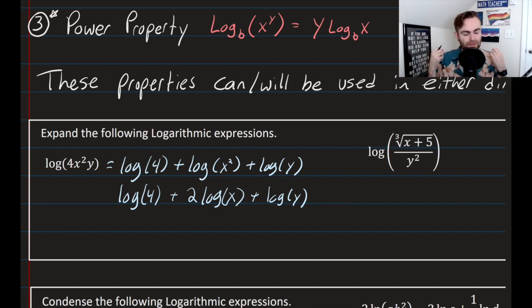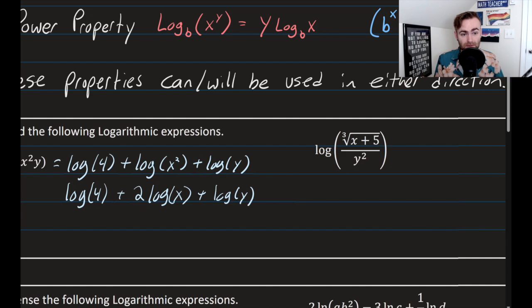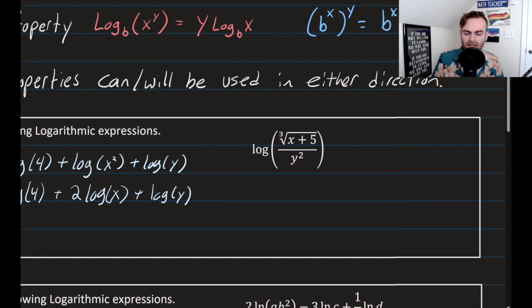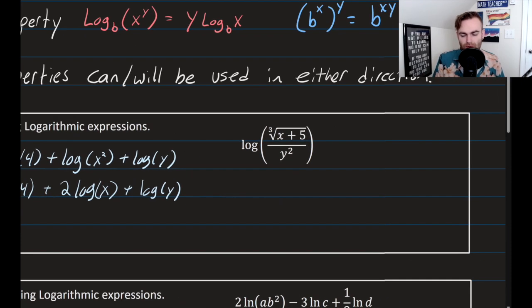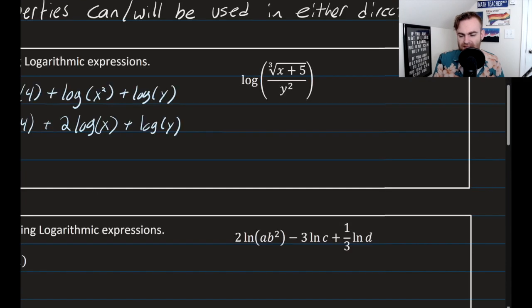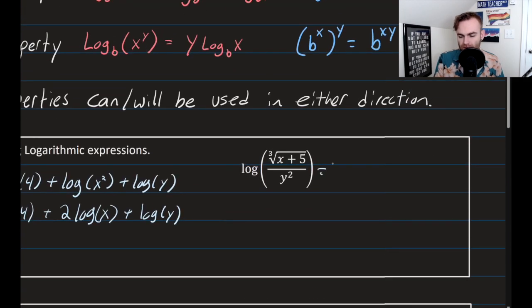I just really have gotten into the fact that logarithms have some unique properties when you don't know exactly what's going on. So I include more syntax than is necessary sometimes, solely so I don't get confused on my end. Here we have division. So first thing we can do is rewrite division as subtraction. So we have log of the cube root of x plus 5, subtract log of y squared.